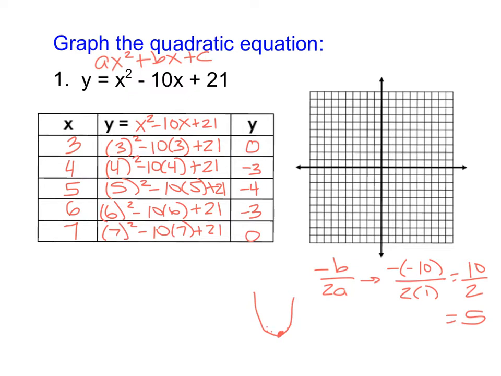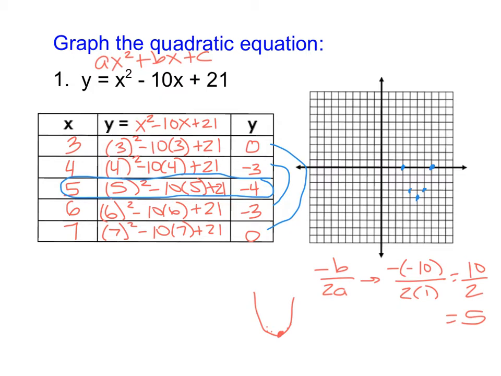And remember, we want to look at our y values. The vertex is the one in the middle. And then on either side, it should repeat. That's how we know we did this right. So plotting 3 is 0, 4, negative 3, 5, negative 4, back to negative 3, back to 0.